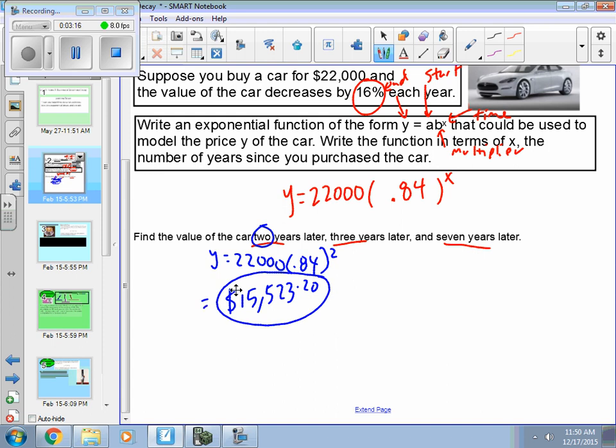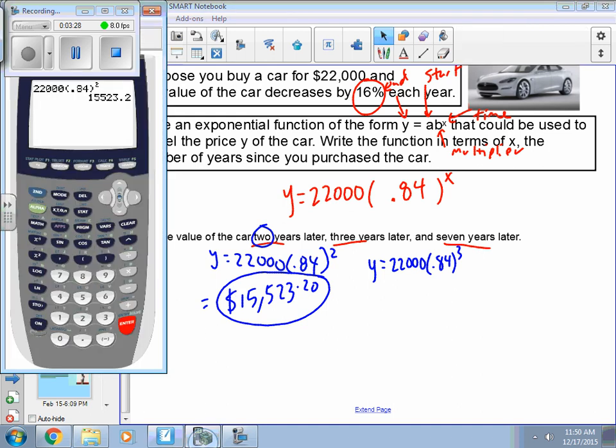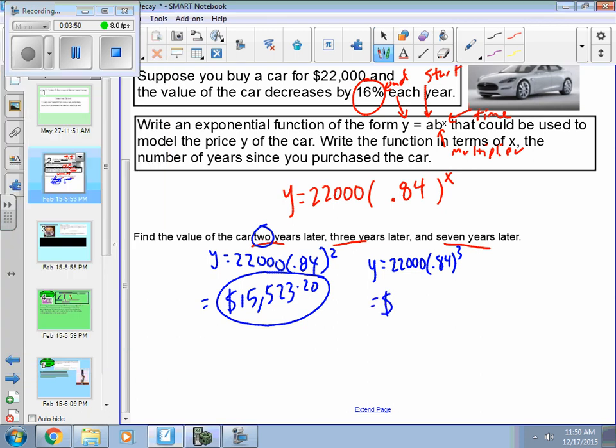If you want to do 3 years, same thing, same equation. Nothing changes except our exponent. Our years now is 3. So type the same equation in: 22,000 times 0.84 to the power of 3. And it looks like this one is about $13,000. So relatively easily you can get the prices of the car.